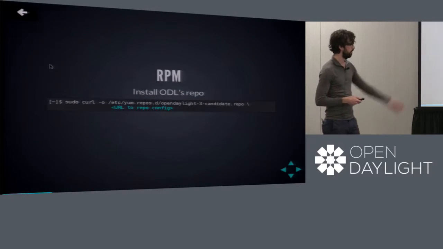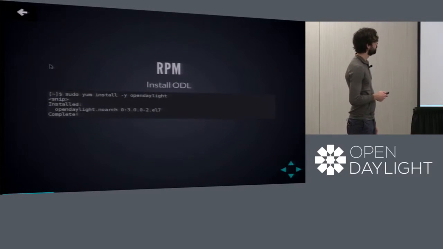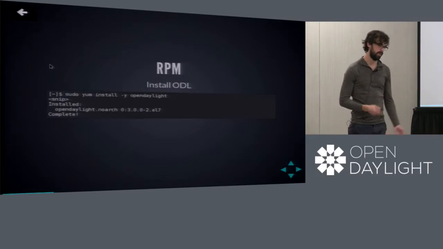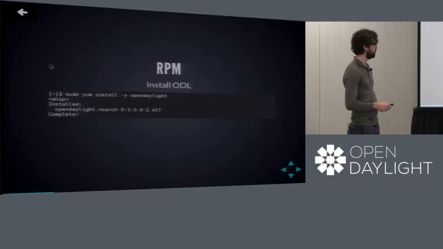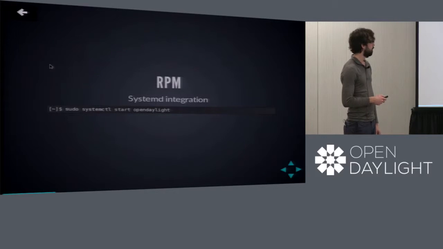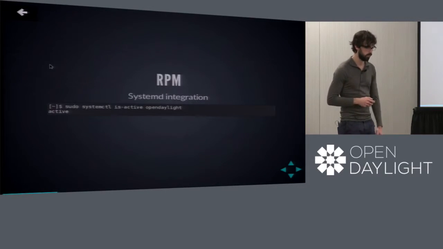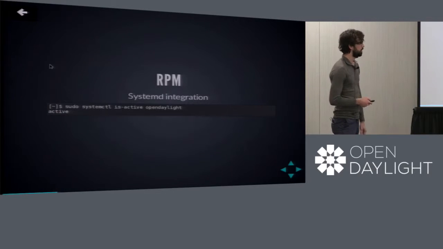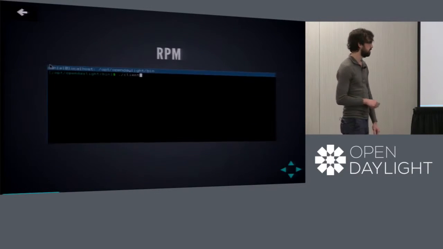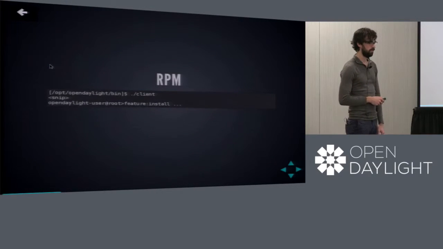You can curl down that example, and there are a bunch of other examples. This one's for Lithium. There are current ones for Beryllium. Once you have that file in the right place, it happens to land with the right permissions, which is quite nice. You can just run sudo yum install -y opendaylight, it downloads, and you're good. You can then start the OpenDaylight systemd service with sudo systemctl start opendaylight and verify that it's running with is-active, and it in fact is. So that's all fun. We can grab our shell and install any features that we want.